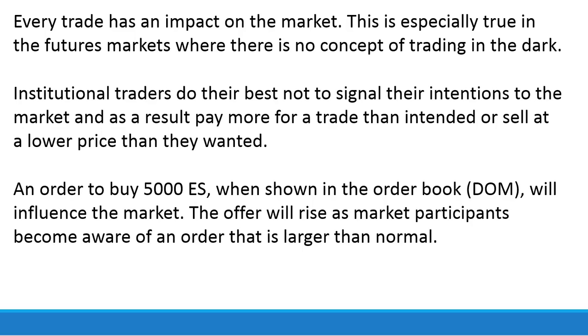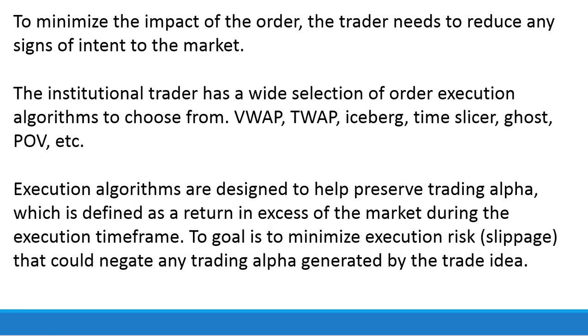And again, it's about knowing your market, but there are order sizes that are considered big in a market. Obviously, in any market 5,000 lots is considered big, even for a very liquid market like, say, 10 years. Someone shows 5,000, that is big. People will see it. So traders want to not show what they're going to do in the market. They want to minimize the impact of the order. The trader needs to reduce any signs of intent to the market.